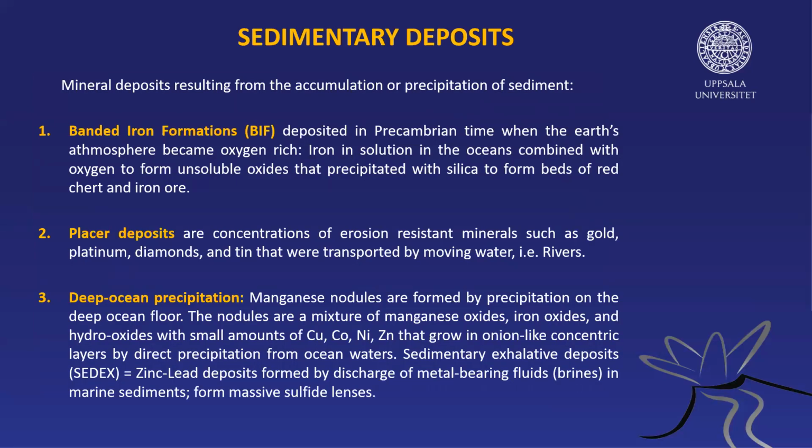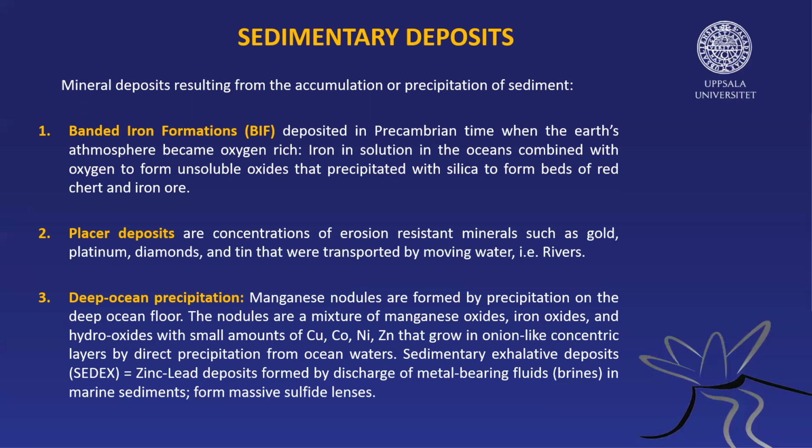Okay, that's the third type of mineral deposits, that's sedimentary deposits. We can distinguish three of them. These are deposits that result from the accumulation or precipitation of a sediment. The first main type is iron banded formations. They are very old, in fact, because they formed at the time Earth's atmosphere was oxygen poor.